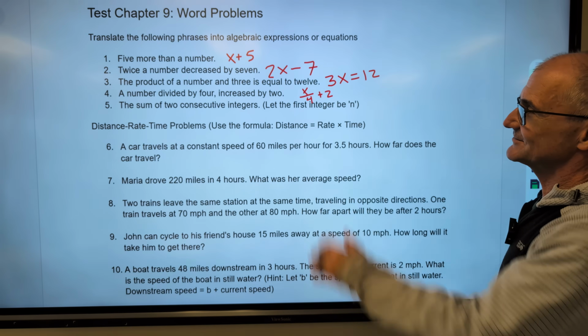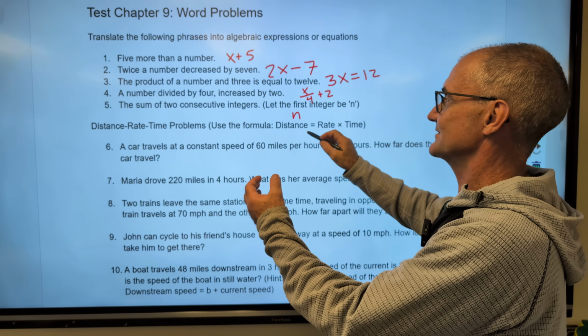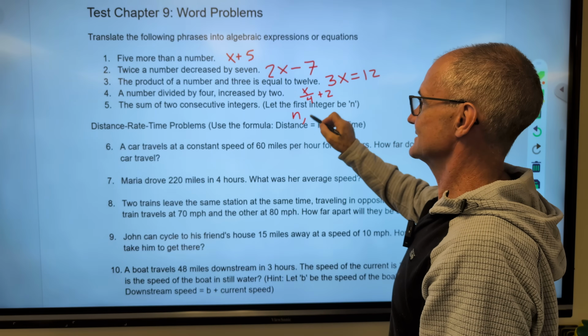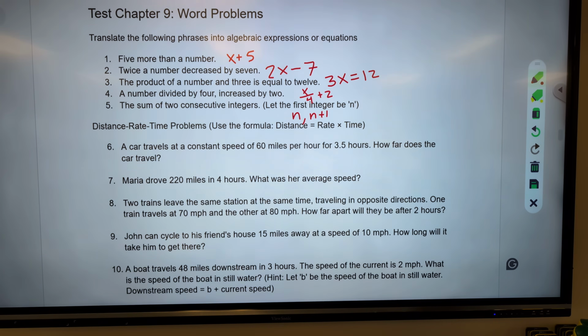And then number 5, this is kind of a hard one. The first number is n. So if that was 7, the next number would be 8. So the next number would be n plus 1. Okay, here are a few distance rate problems.